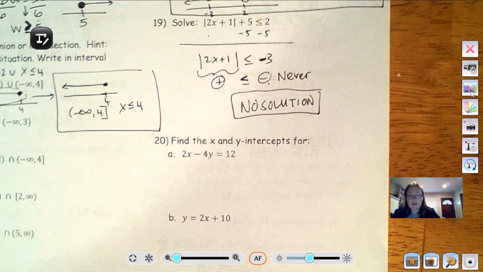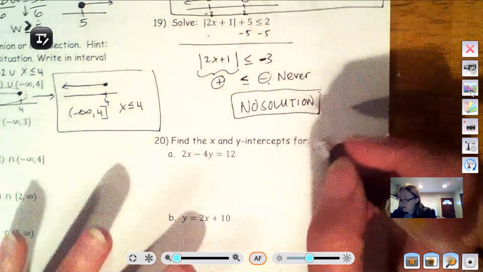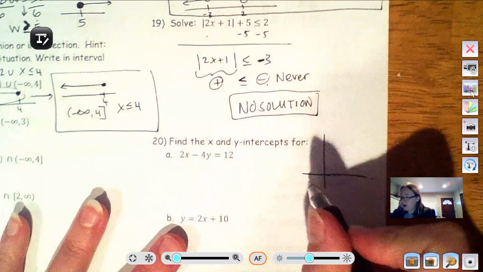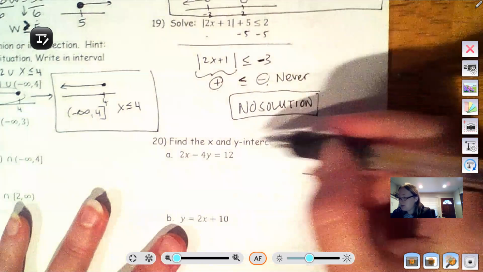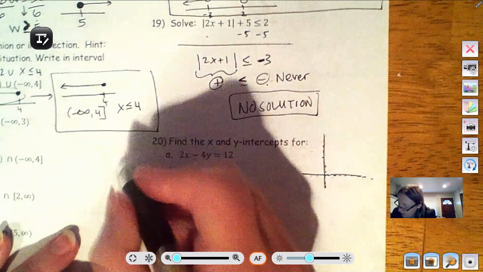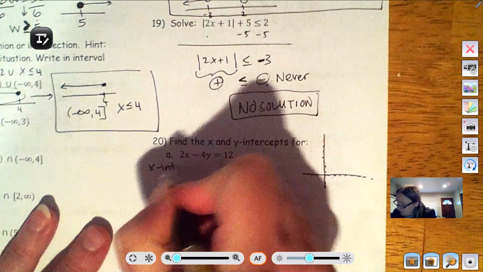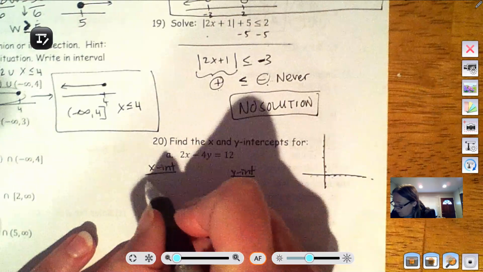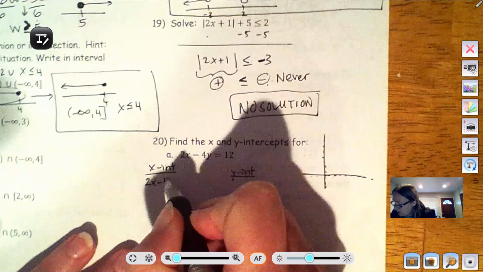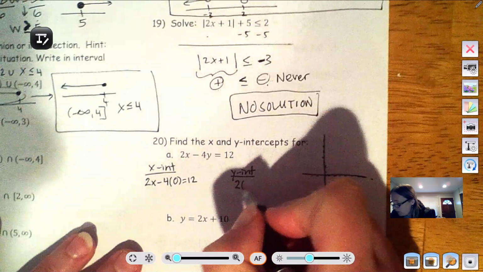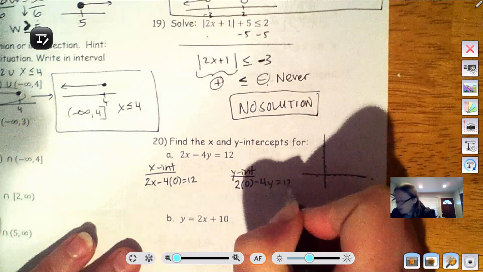So the next topic here is intercepts. An x-intercept is where you're crossing the x-axis, and the y value would be 0 for any of those points. And a y-intercept is where you cross the y-axis, and so the x is always 0. So I'll just do one of these. You solve for x when y is 0 for the x-intercept, and you'd solve for y when x is 0 for the y-intercept.